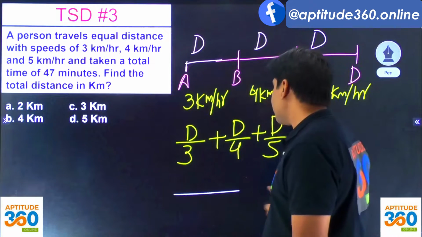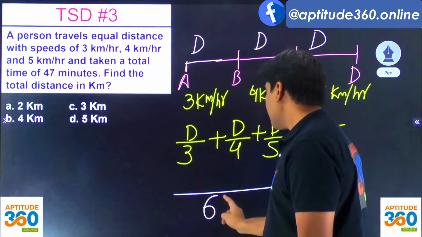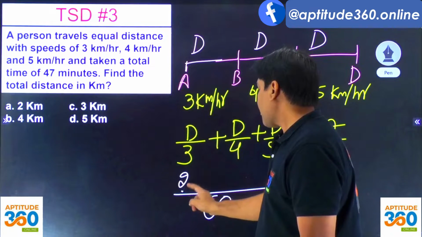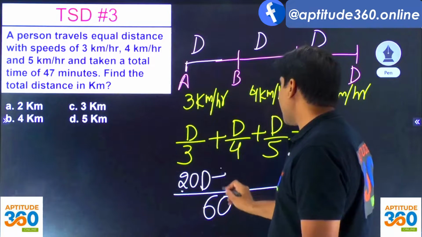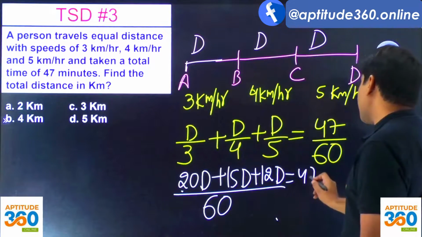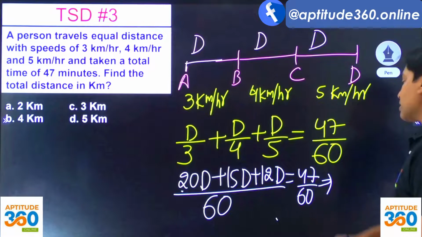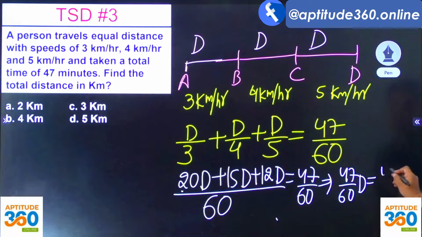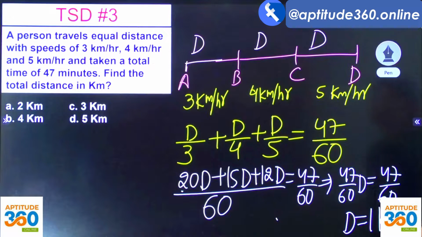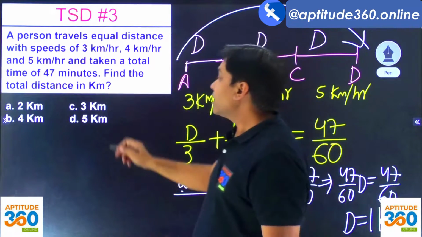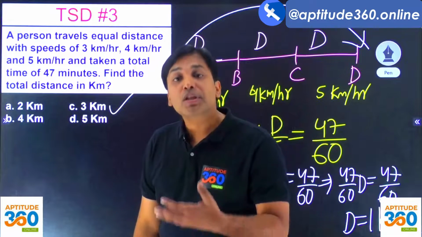Now if you simplify this, so what is that you're gonna get? This is 60, right? So this is 20d, this is 15d and this is 12d. This value is 47 by 60. So this comes out as how much? 47 by 60. D is equal to 47 by 60. And what is the value of D from here? The value of D comes out as 1 kilometer. And you need to find out the total distance from here to here, which is what? 1 plus 1 plus 1. The answer comes out as 3 kilometers.